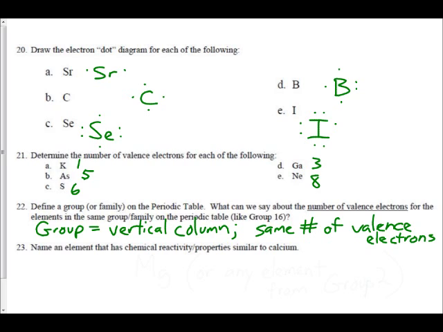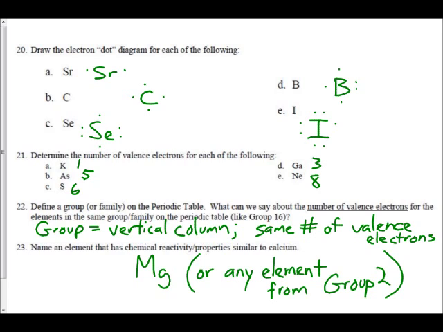name an element that has chemical reactivity or properties similar to calcium. Magnesium would fit that, and it basically could be any element from group 2. They will all have properties similar to calcium.